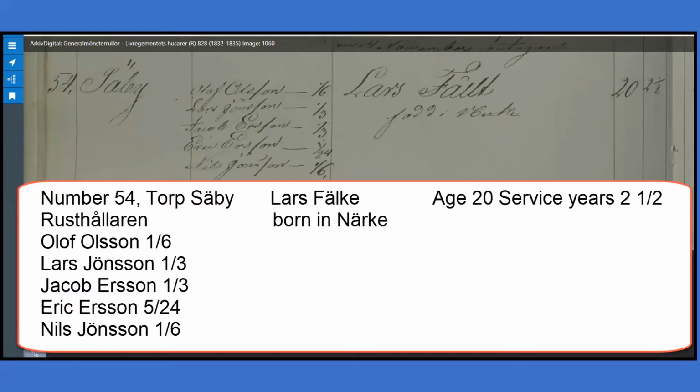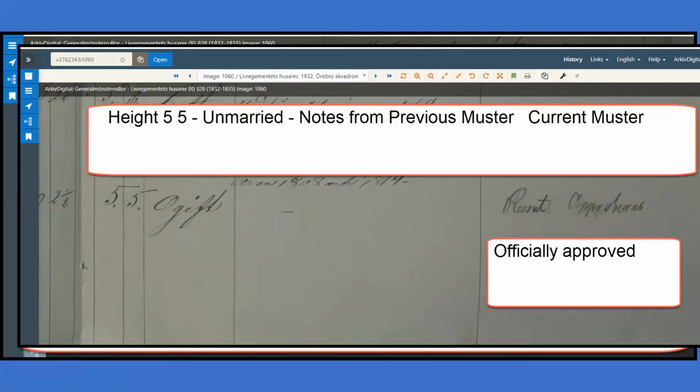So when I actually look at the people, and I go to number 54, that was his number in the household record. Sabi was the sort of the torp. These are the people, the roost holders, and this is a percentage that they were paying. So we got their names. And then here we have Lars Velk, and it just says he was born in Arka. He's 20 years old, and he's been in the service for 2.5 years. And then we enter it, it's got his height, and then also he says he's unmarried, and then it says that he was officially approved in this particular muster.